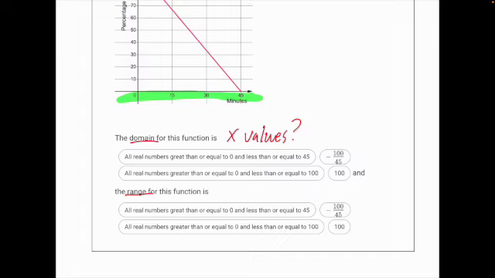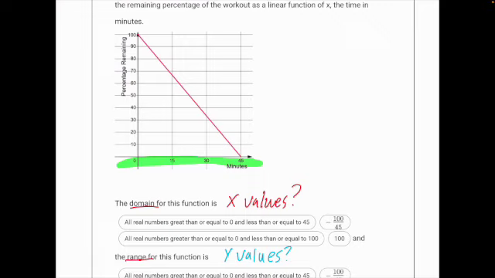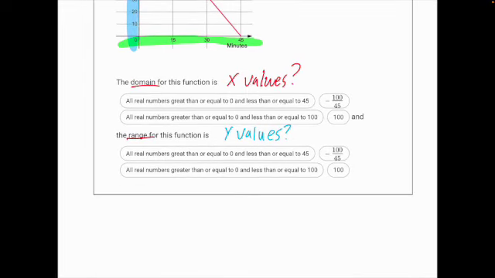Now let's take a look at my range. My range, I'm talking about my y values. Guys, again, my y values is bottom to top. So let's see. How low does my graph go? 0, good. And how high does it go? 200. So, taking a look at my range, which one is 0 to 100?